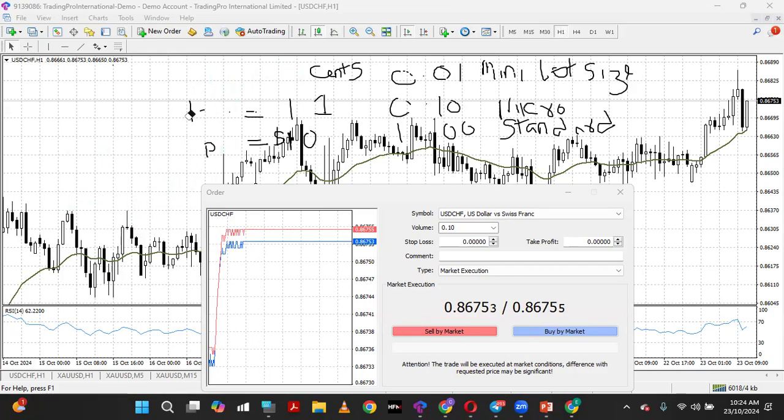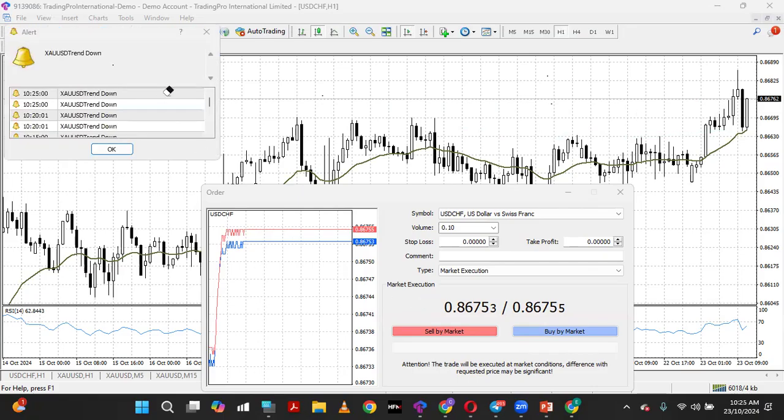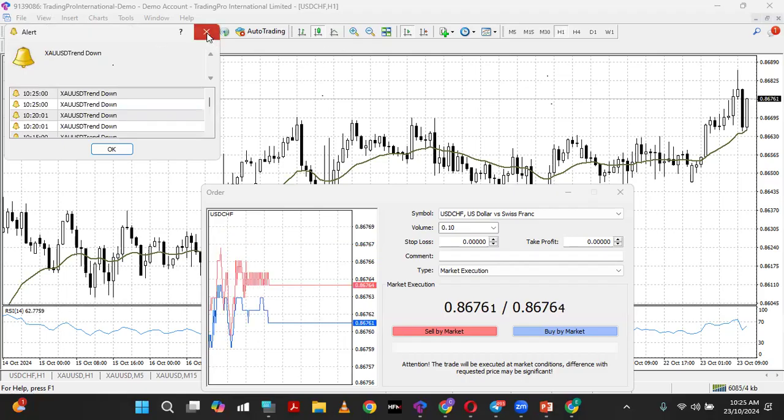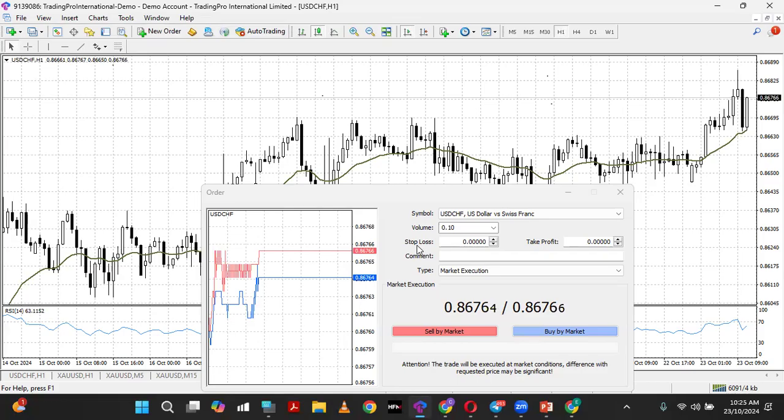So doing a training on this interface of the MT4. So that's settled. The next aspect is what you call stop loss. This is another important factor. It's also as important as the lot size. The stop loss.